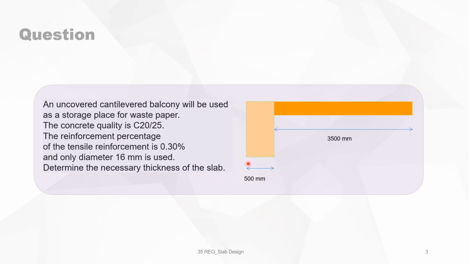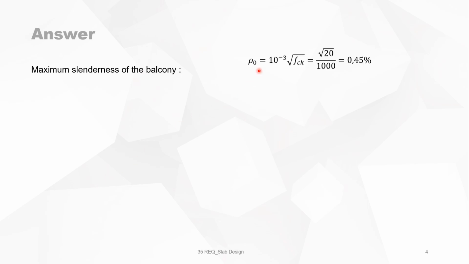So the support is 500 millimeters width. We do not know the depth of the slab, but the clear span here is 3,500 millimeters. We first look at the slenderness of the balcony. Rho 0, the reference reinforcement ratio, is equal to the square root of fck divided by 1000. It's 0.45%.